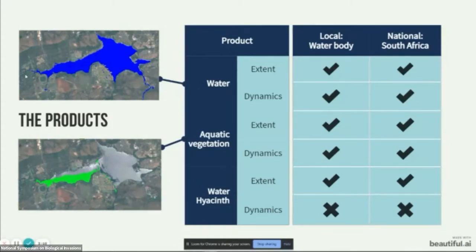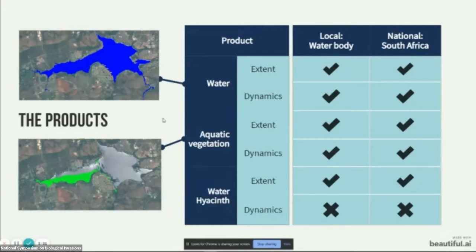The image on the top is showing you an area over Hartebeespoort Dam and the detected water output. So this would be the extent. The second image at the bottom is showing you the aquatic vegetation extent and can be seen in bright green.